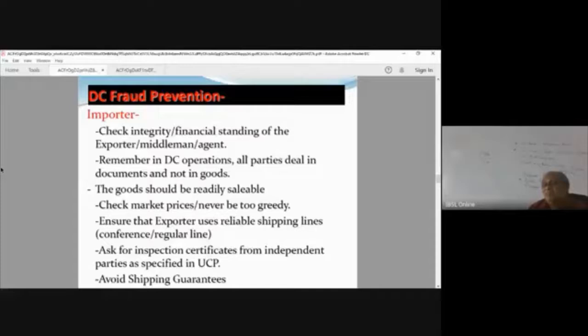If we are importing at a price much lower than the market price, there's something fishy. Then you should be ready to ask the customer: now the market price is this, how come you get this special price? Then he will tell us the reason. My dear friends, the majority of customers will tell you, oh, I got a good deal. It's a bargain. That's the answer. But you have to tell them not to be too greedy. It's always something different.